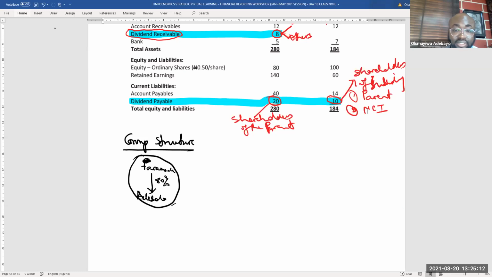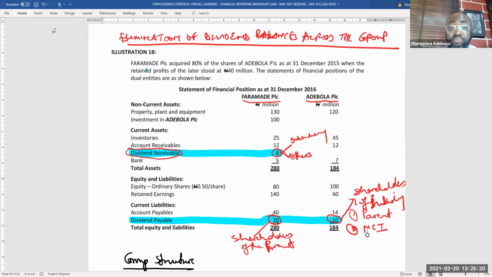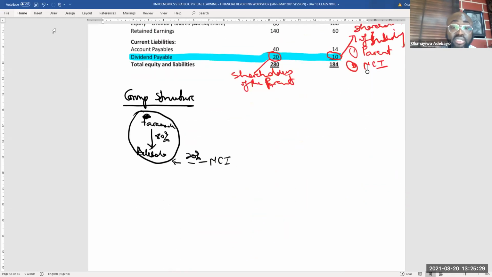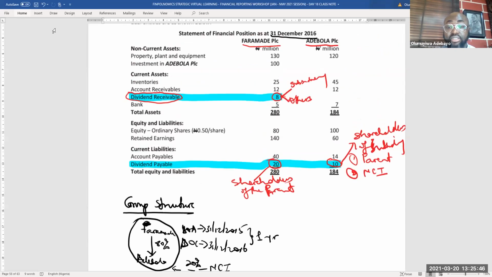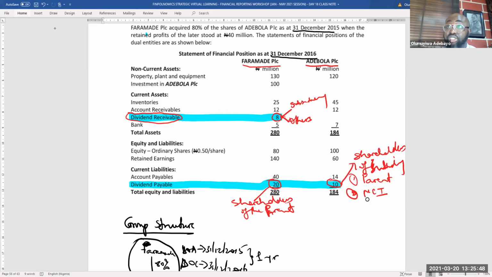Faramade had 80%. Hence, NCI will have what? 20%. When was the date of acquisition? As at 31st December 2016, and we are reporting when? 31st December 2016, which means a year apart. Now, this dividend will be shared in the ratio 80-20.